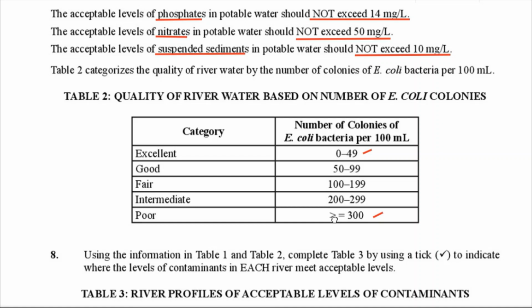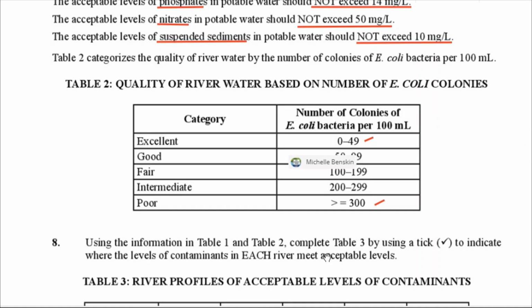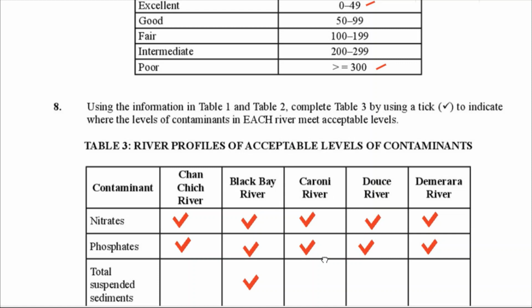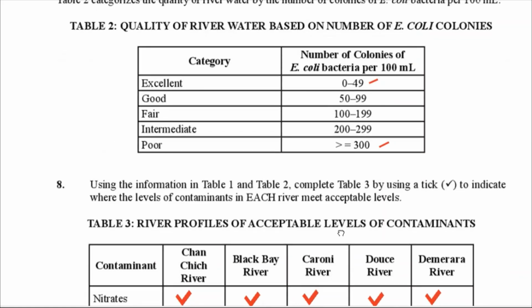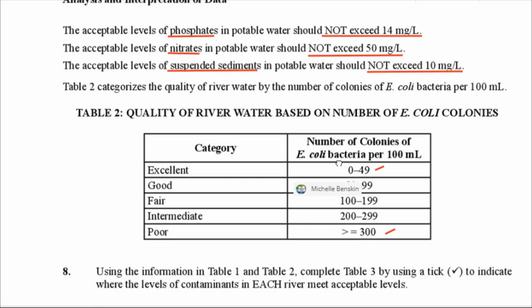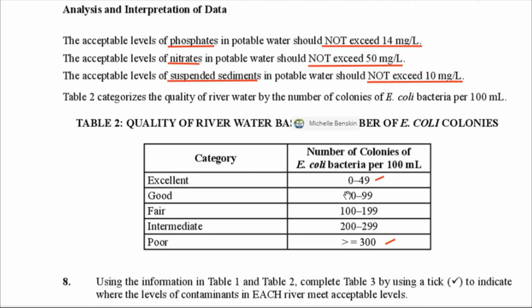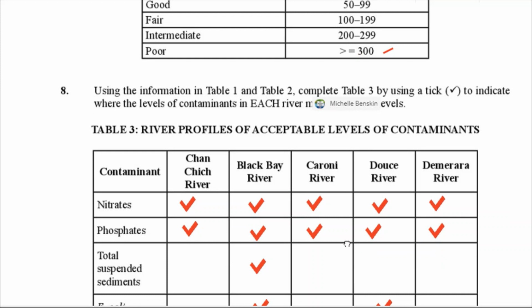So you basically just continue to look at the information provided and complete the table as I have here. Looking at the total suspended sediments, only the Black Bear River meets acceptable standards. For the E. coli bacteria, only the Black Bear River and the Deuce River meet the acceptable standards. So you're going back and forth with the other table on the other page, and just matching it up with the information given here. So you're really analyzing the data. Okay, so that is question 8.